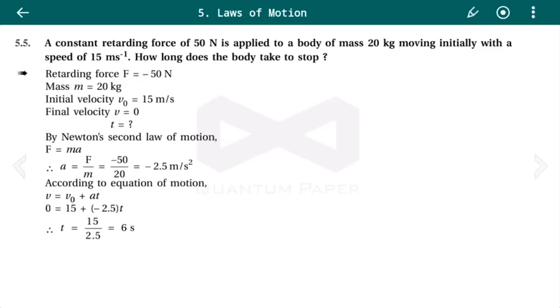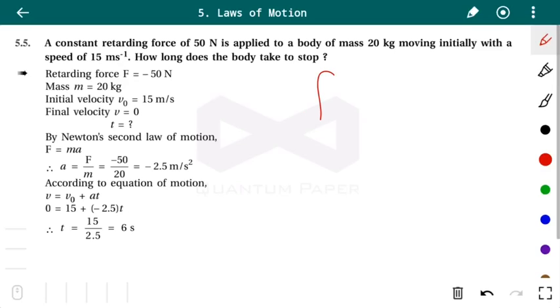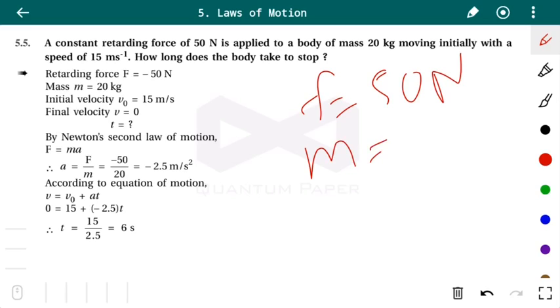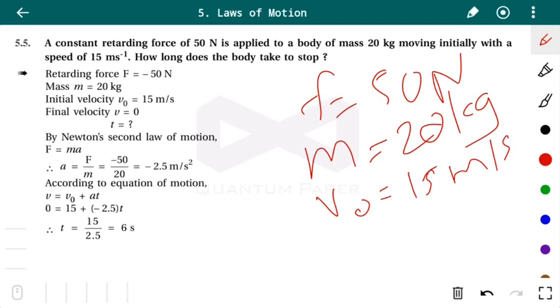A constant retarding force of 50 Newton is applied to a body of mass 20 kg. So here we are having force of 50 Newton, mass that is 20 kg, moving initially with a speed of 15 meter per second, that is V0 equals to 15 meter per second. How long does the body take to stop? We need to find t. Here we are going to find the time taken by the object that is in motion after which it stops.